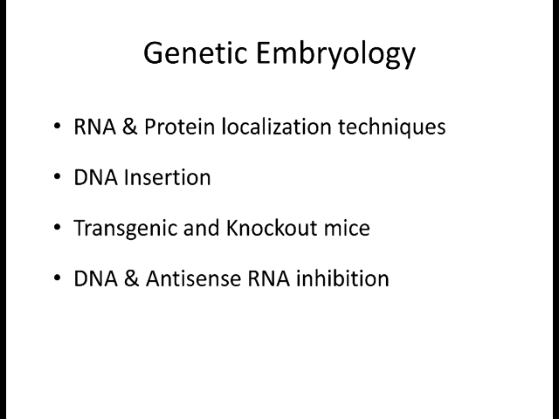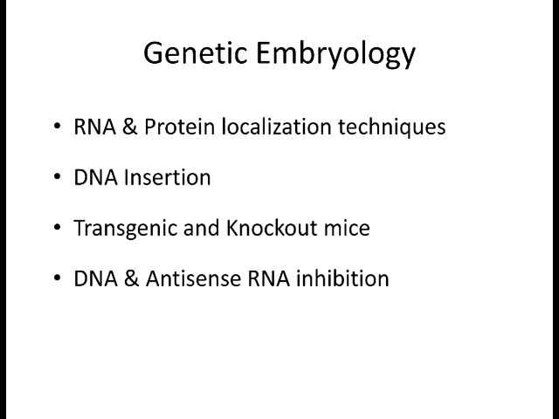Again, proteins, DNA, and RNA are so small that we typically have to have tags, some type of marker, dye, a fluorescence, or something to allow us to see it and visualize it and localize it, so to speak. So that's really the main things that we do with genetic embryology. We either take genetics out, we put things in, or we just look at things. Okay, so these are all of the various techniques.